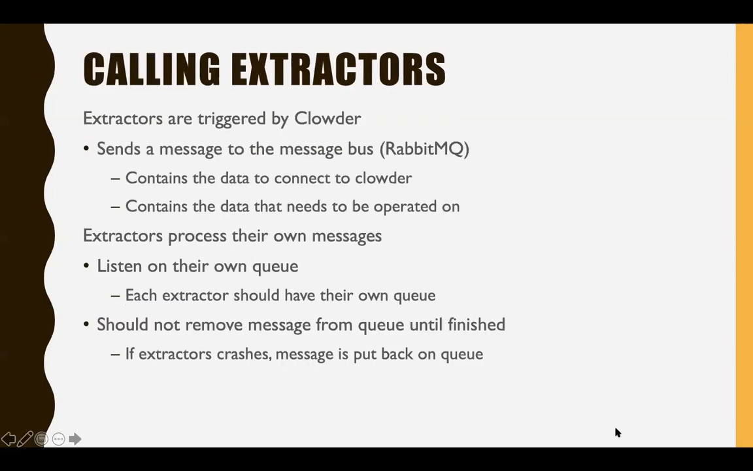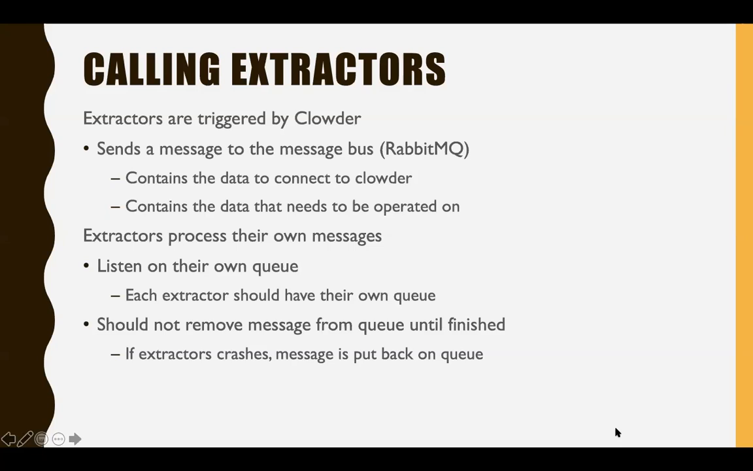How are extractors called? Extractors are triggered by Clowder. Clowder will send a message on the message bus, which in our particular case is RabbitMQ. It contains the data to connect to Clowder, so the URL as well as a password if needed, and it contains the data that needs to be operated on. In this particular case, it could be the file name, it could be what triggered it, etc. So it's a very small message, but it has enough information for the extractor to know why it was started and how to get to the data.